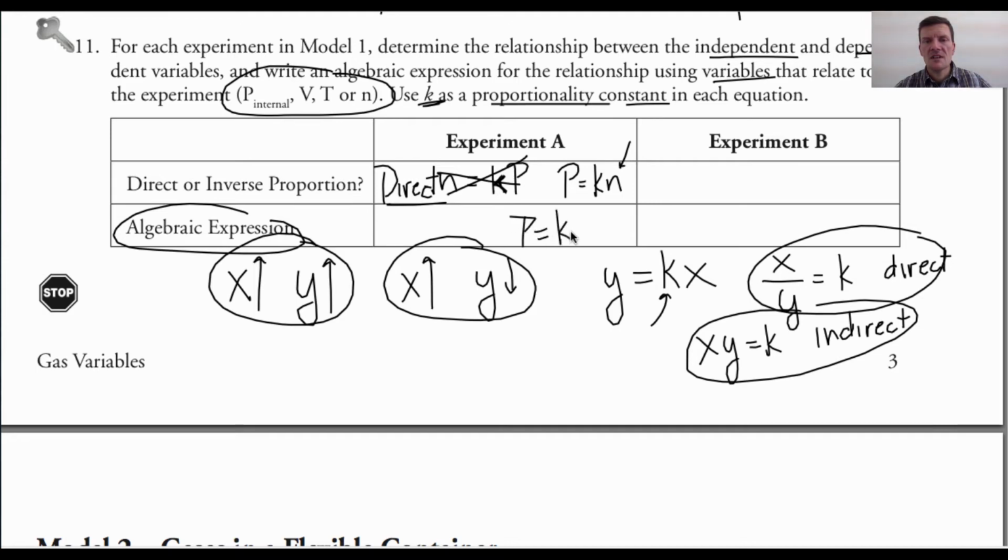P equals Kn. Then experiment B, it was the heat or temperature. So as temperature went up, then we saw the internal pressure also increase. This K and this K are not the same necessarily. They're two separate Ks, but I'm just using the same variable for that proportionality constant. So this also is direct.